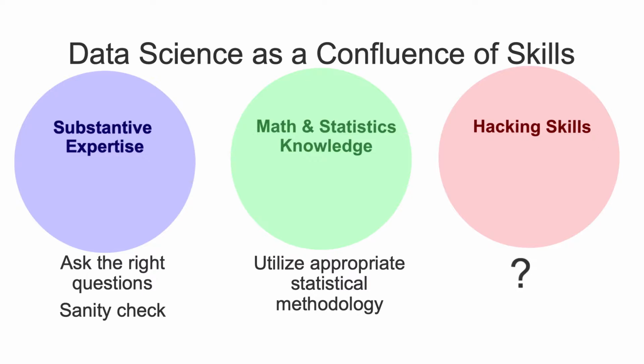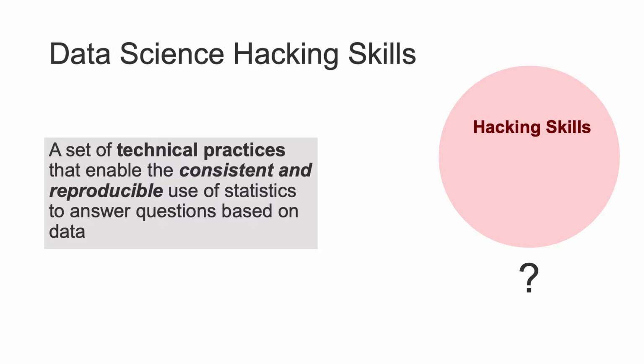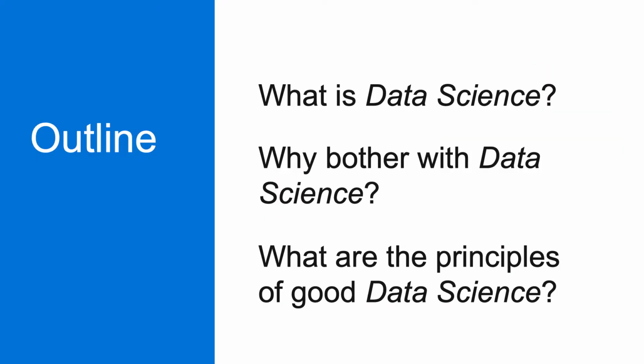But what's this hacking skills thing? Hacking skills, I think, initially meant some kind of IT acumen or something like that. But to put a sharper point to it, it's a set of technical practices that enable the consistent and reproducible use of statistics to answer questions based on data. That's hacking skills. So let's discuss what practices in data science precisely do this, right? What are these hacking skills that I'm referring to here that help elevate a data analysis to a data science, to something that is analytically reproducible? So what are the principles of good data science?